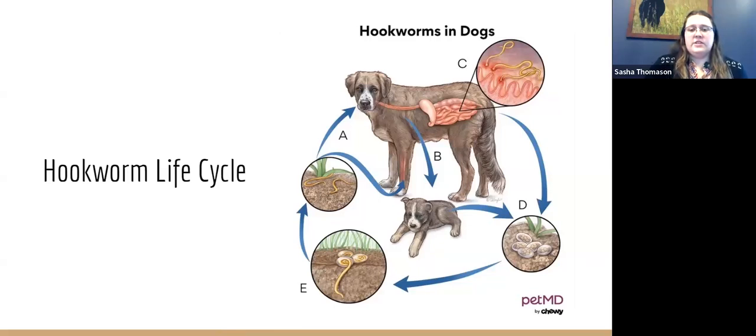Once they are ingested or inside the body, they get to the intestines and they attach themselves to the lining. So we can see that in that picture up there labeled C. They actually hook on, hence hookworms, onto the intestinal lining, feed, and then they start to lay the eggs and kind of restart that cycle that way.